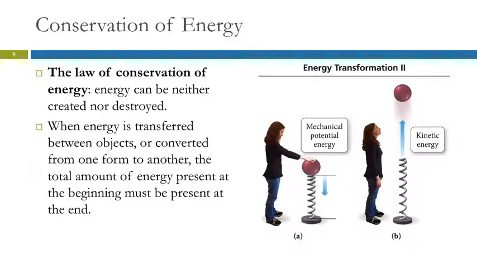But it can be converted from one form to another. Just like with the dropping of the pen had high potential energy, and when I dropped it, the potential energy was converted to kinetic energy as it fell. Here we have an example of a woman pushing down on a ball on top of a spring. You push down, she's applying mechanical potential energy, and then when she releases the ball, the spring expands and the ball has kinetic energy and shoots up in the air. There's a conversion of energy from one form to another.